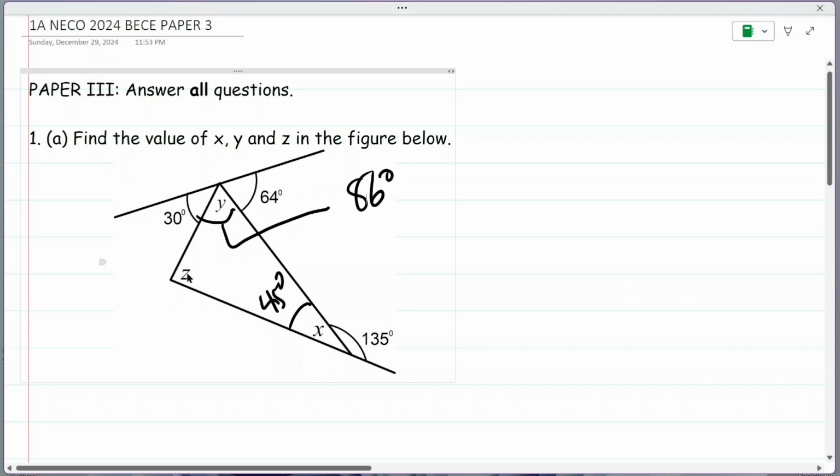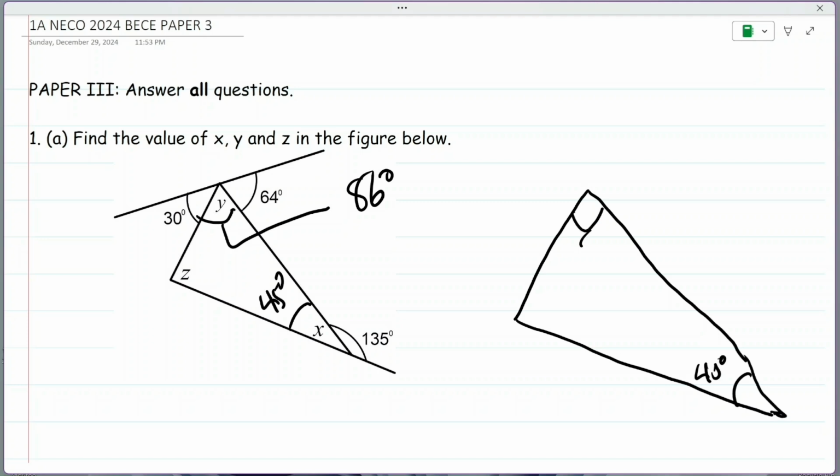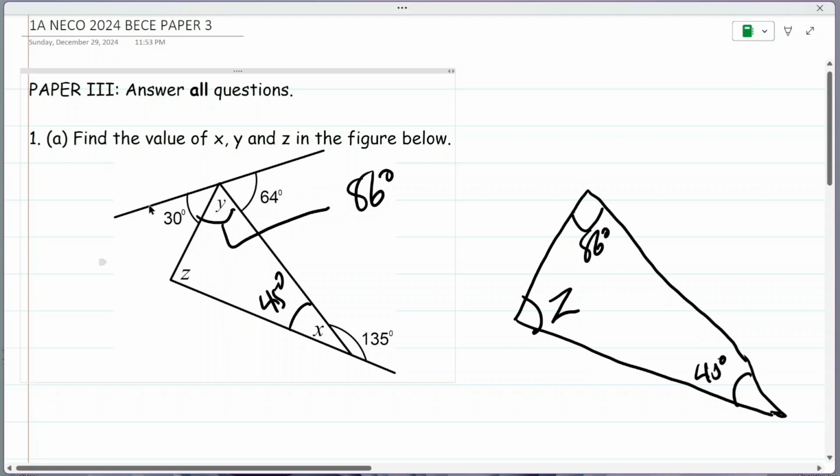Now to find the last letter, which is z, I hope you can see this triangle, because that is the only way you can solve for z. Let's say we ignore this part and this small extension. We have this. We know this part is 45 degrees. We know this part is 86 degrees. And we're looking for this angle, that's z. It's just the ability to see shapes in the main shape.